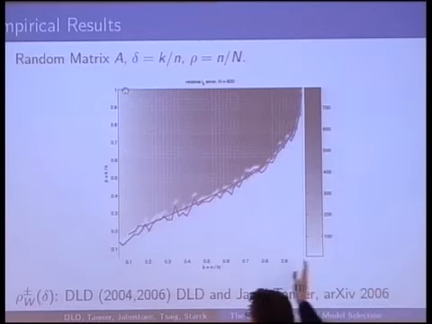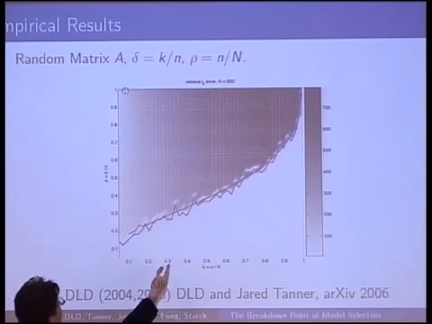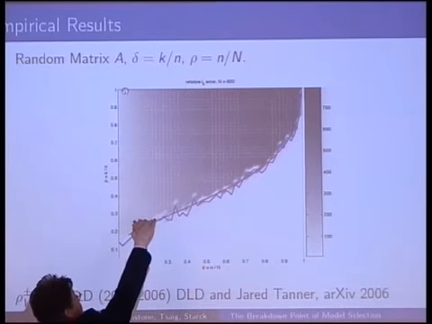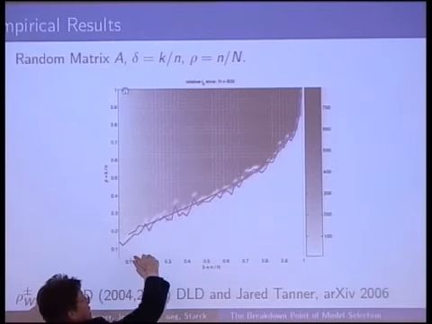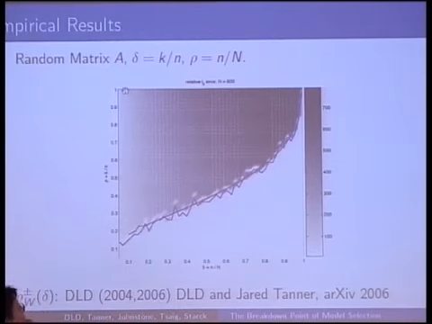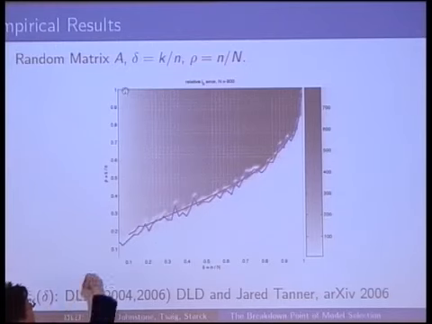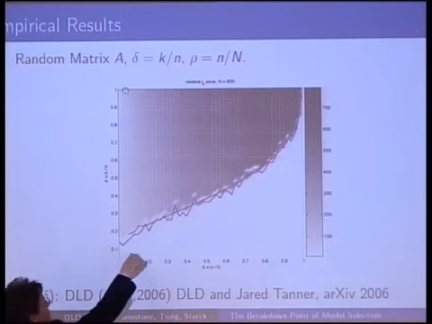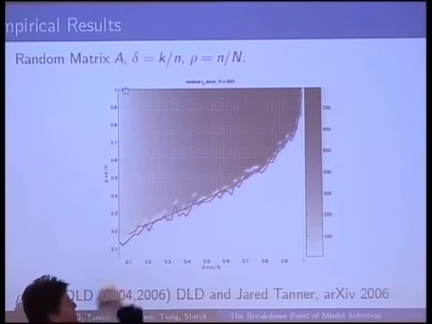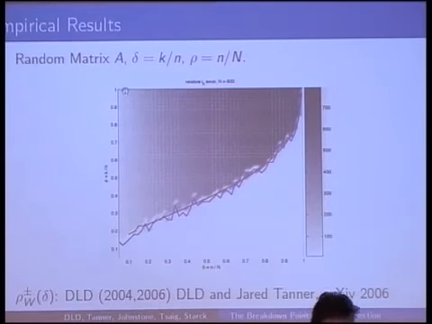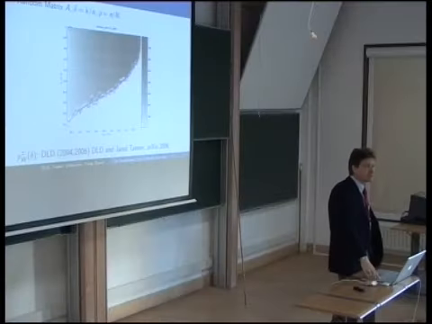Again, this axis is the indeterminacy. As we have more indeterminacy, this phase transition comes down. More sparsity is required. And on this axis, we have the sparsity. So you have to have at least this much sparsity. Any questions?